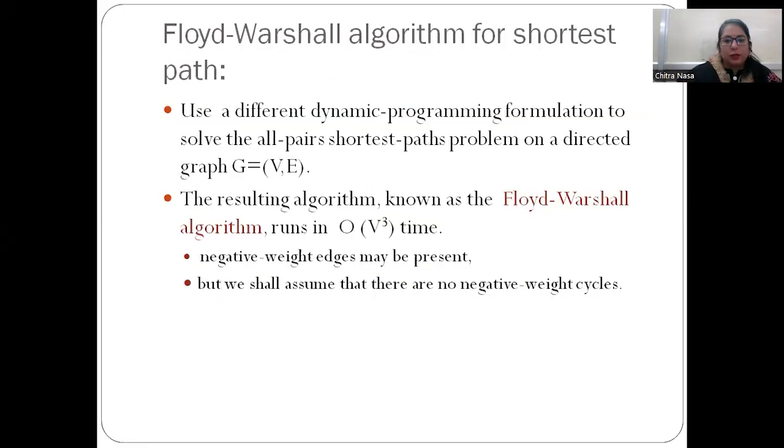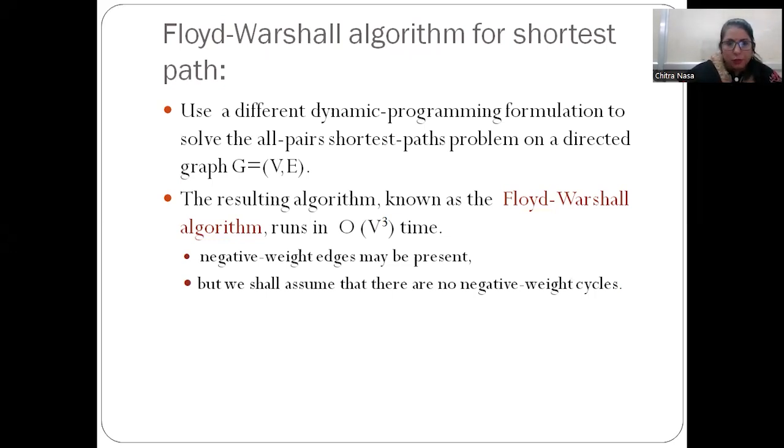Now, what does it say? It uses a dynamic programming formulation to solve the all-pair shortest path problem on a directed graph, that is a graph consisting of edges, and the complexity is O(V^3). We'll see why it is V^3. And it says no negative cycles may be present, but let's consider it's not there.